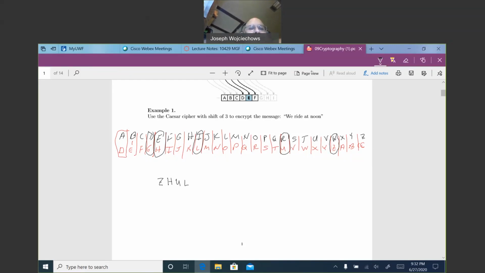Then we have a D, which is changed to a G. And we have another E, which is changed to an H. Then we have an A, which is a D. We have a T, which is now W. We have an N, which is now Q. We have an O, which is R, and another O, which is R, and then another N, which is Q. And that's it.